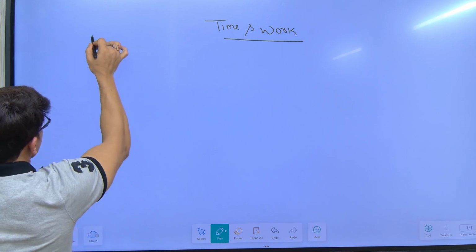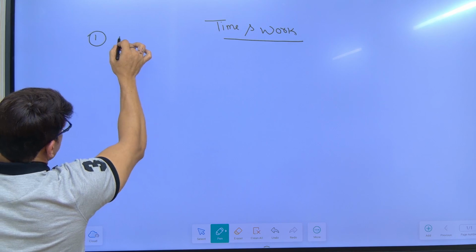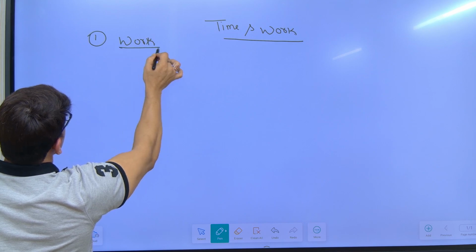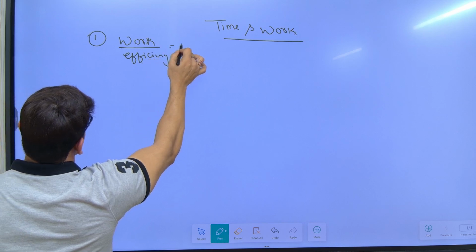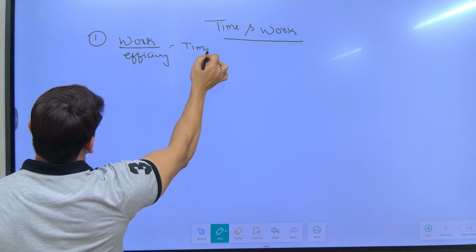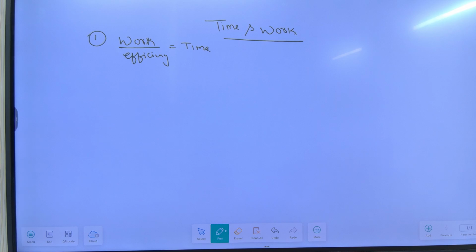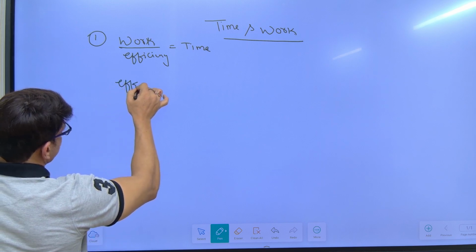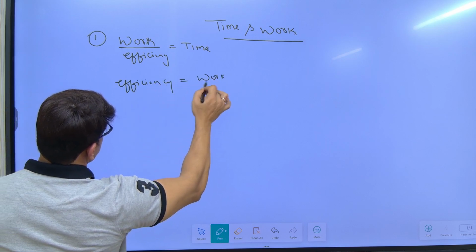First thing which we need to understand in this topic is one particular thing: total work upon efficiency is nothing but time. Total work upon efficiency is time. You can also say work upon time is equal to efficiency. If I have to define efficiency, it is nothing but work over time, right?